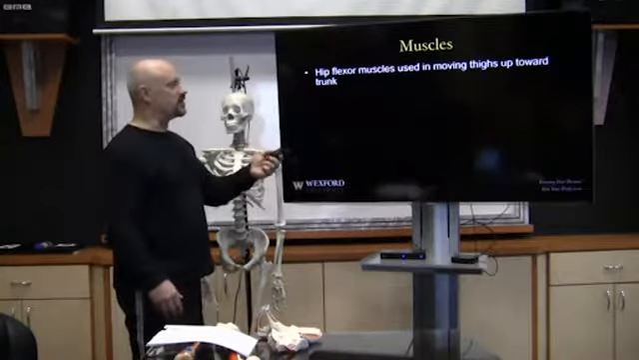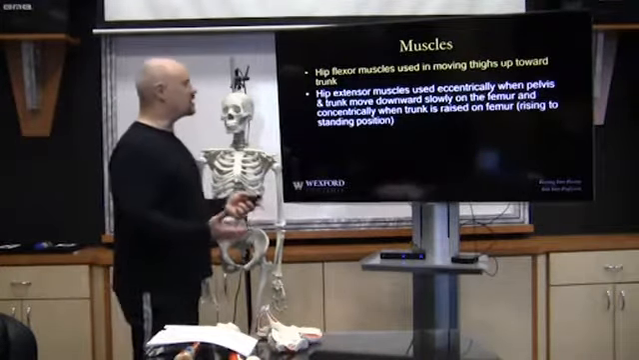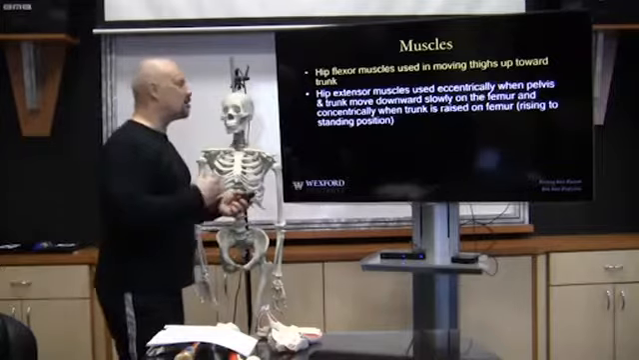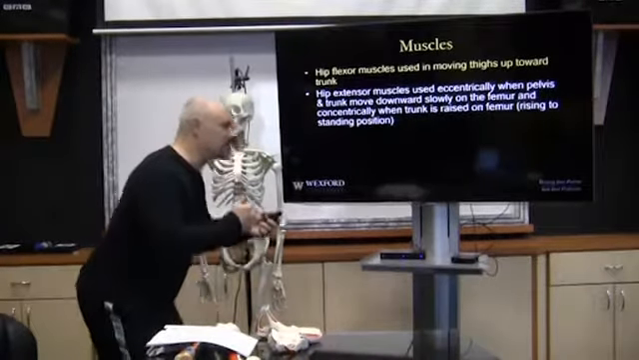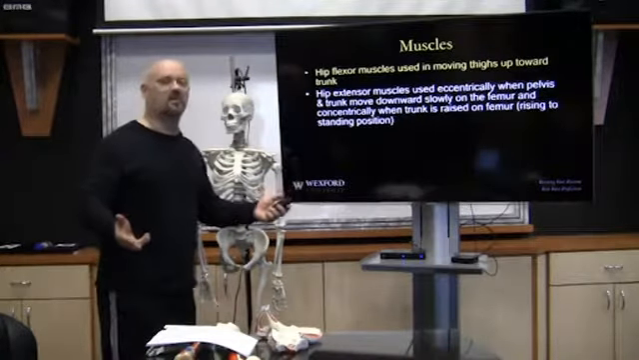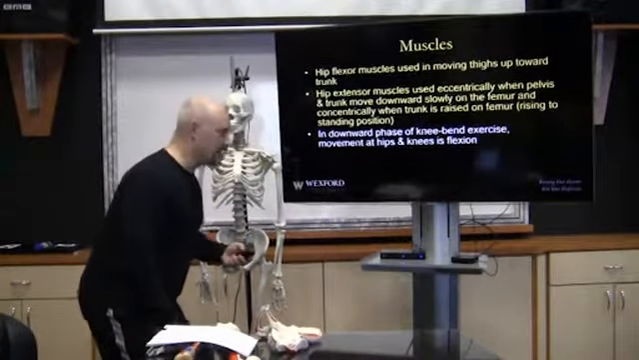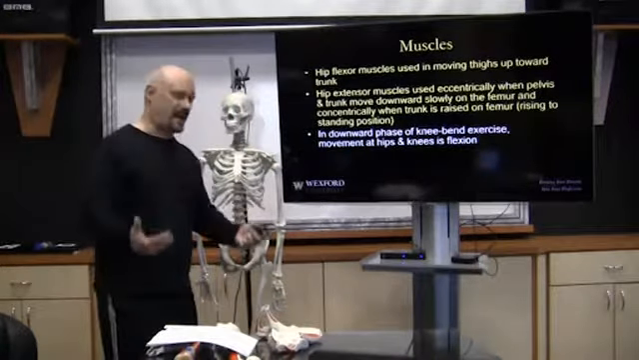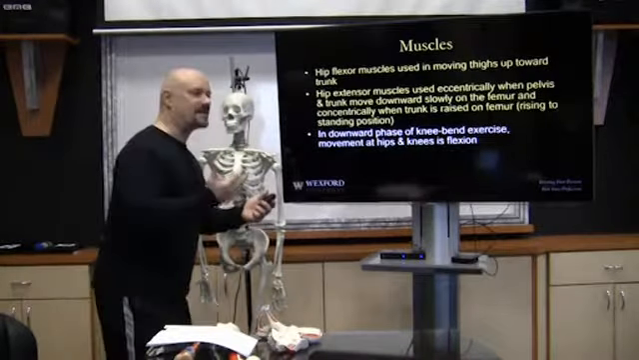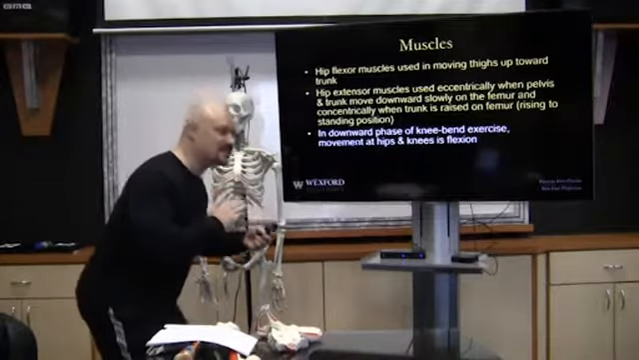Now, look at the hip flexors used in moving the thighs toward the trunk. The hip extensor muscles are used eccentrically when the pelvis and trunk are moving downward slowly on the femur, and will be concentrically used when the trunk is raised on the femur, rising to a standing position. Basically, it's a squat. Now, in the downward phase of the knee bend exercise, the movement at the hips and the knees is flexion, but it's a passive type of flexion. As we come down, what controls us? The antagonistic muscles, because they're going to lengthen in an eccentric action to stabilize us and decelerate us.